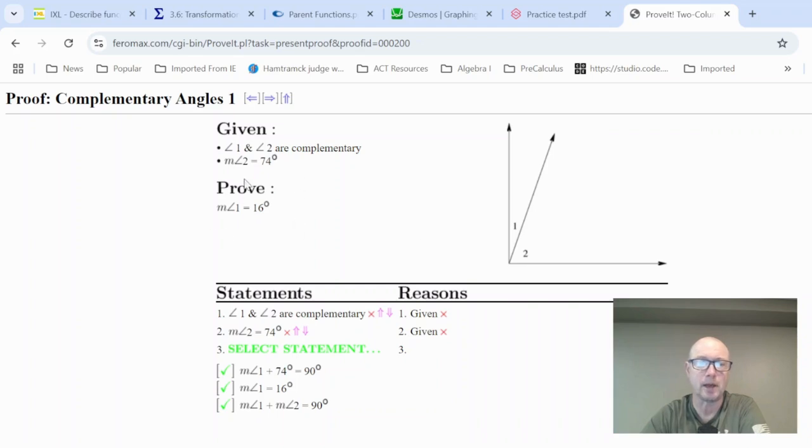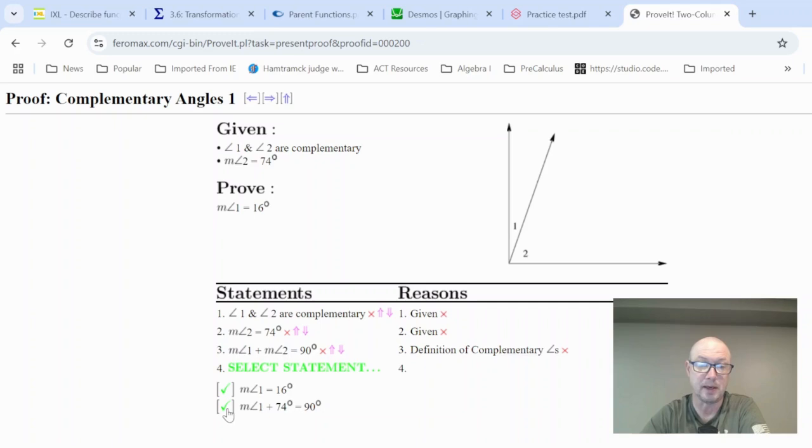So we're trying to get to the measure of angle 1 is equal to 16. So I want to use the given information in statement 1, and I want to use this with angle 1 and 2. So my next statement would be measure of angle 1 plus measure of angle 2 is equal to 90. And the reason would be definition of complementary angles. And in the next step, again, we're trying to get to measure of angle 1 is equal to 16. So that's got to be the last step of the proof.